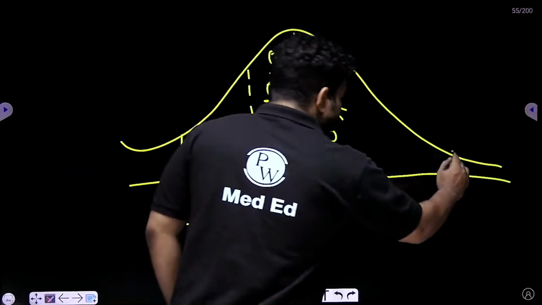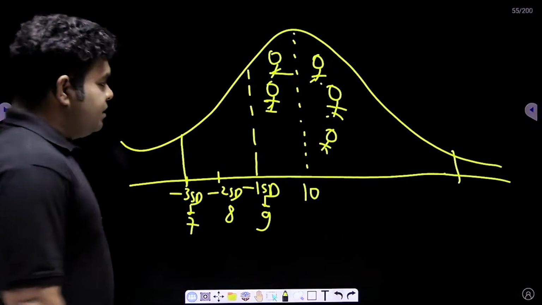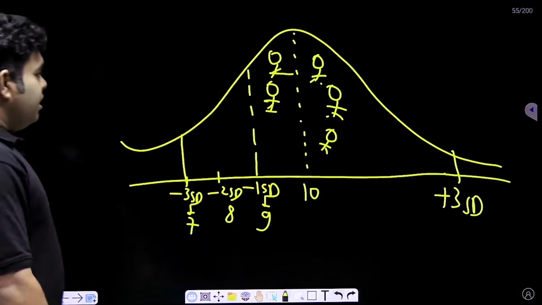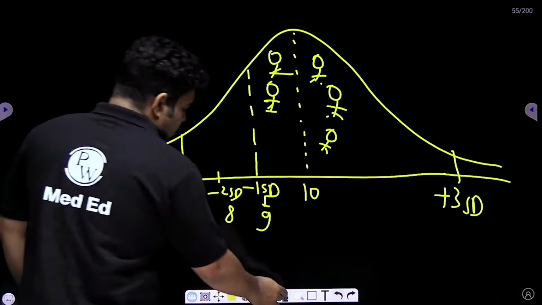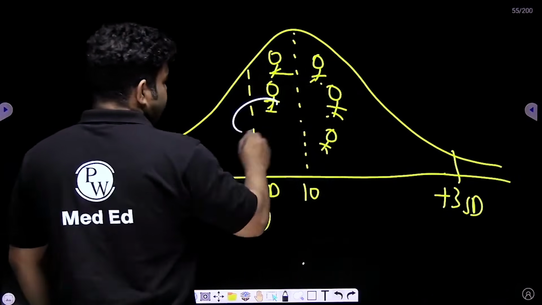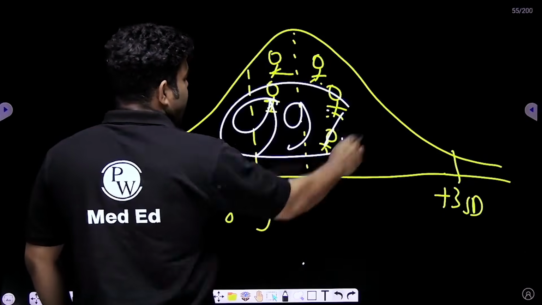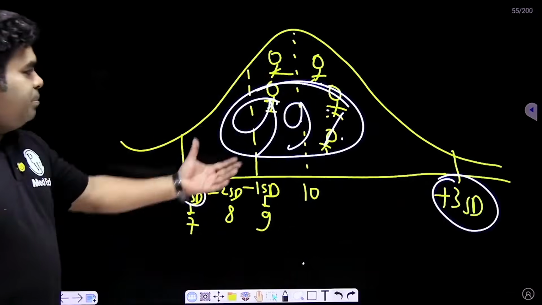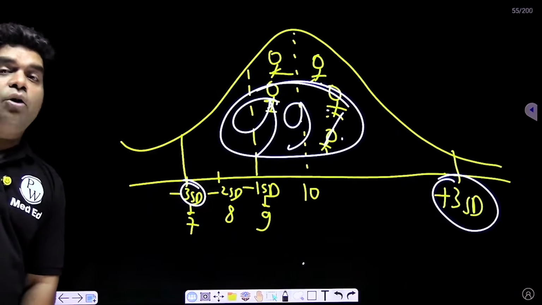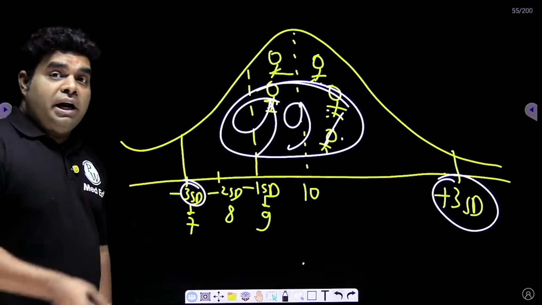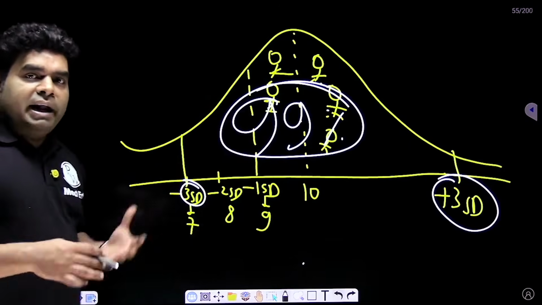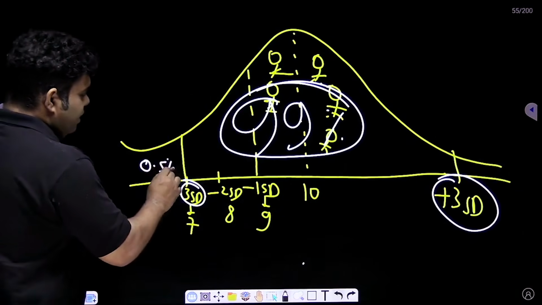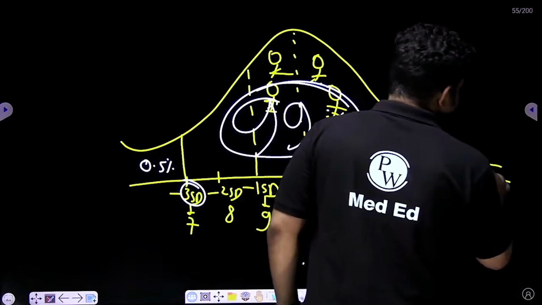Now, how many values are between minus 3 standard deviation and plus 3 standard deviation? We already know that between minus 3 and plus 3, 99% of ladies are between minus 3 and plus 3. So if 99% are inside according to the standard normal curve, how many are outside? 99 is inside, 100 minus 99, left is 1%. And out of that, 0.5% ladies will be here, 0.5% ladies will be here.